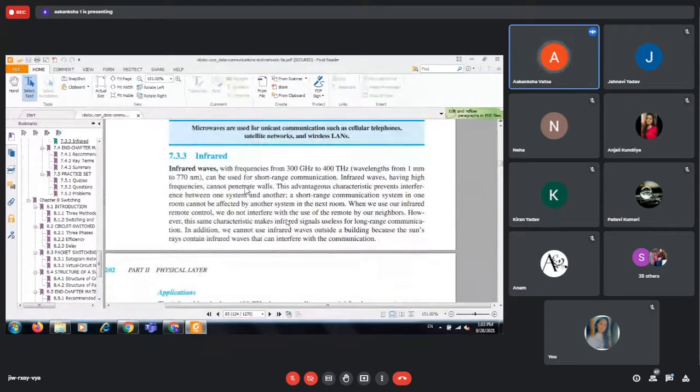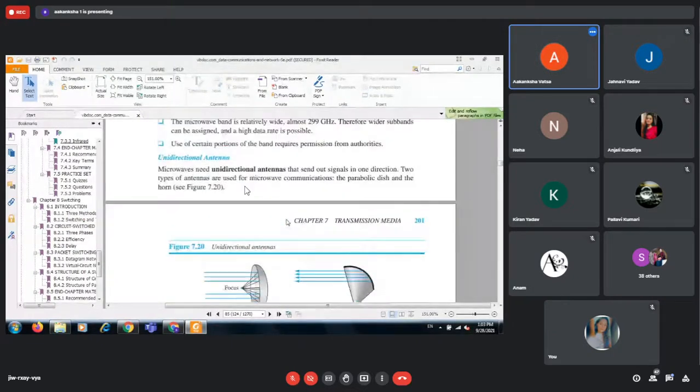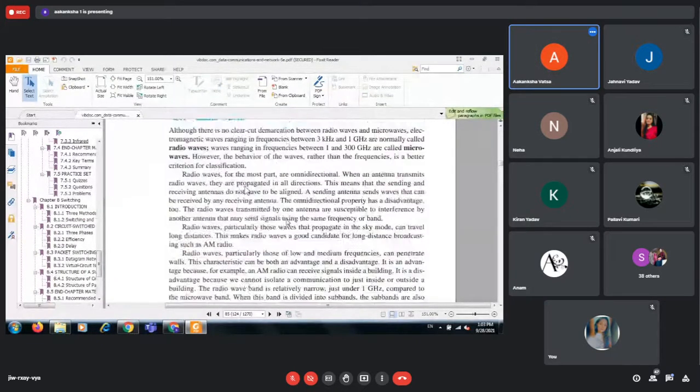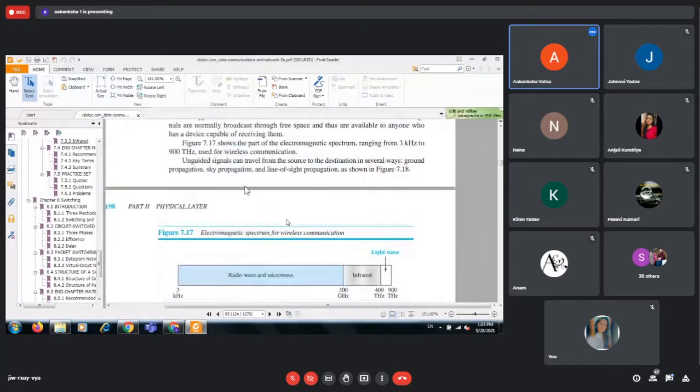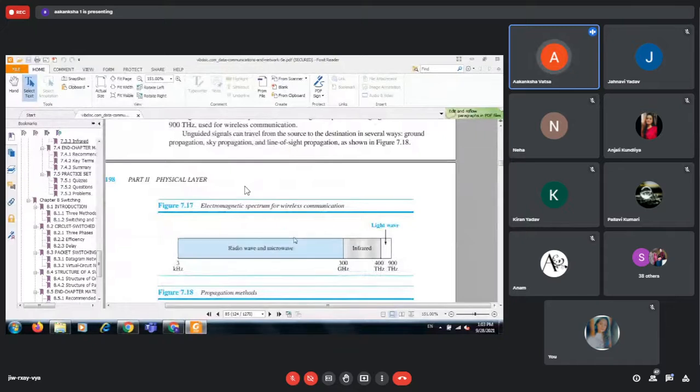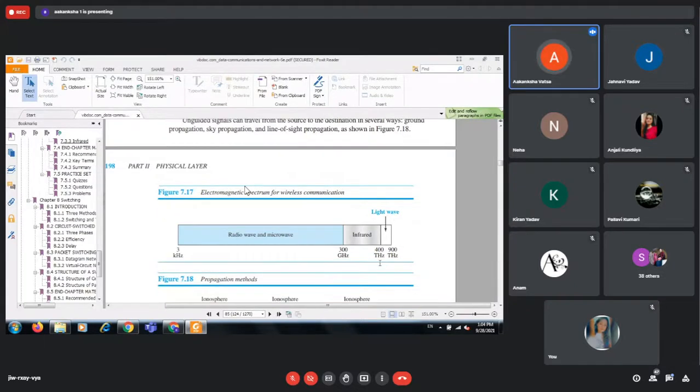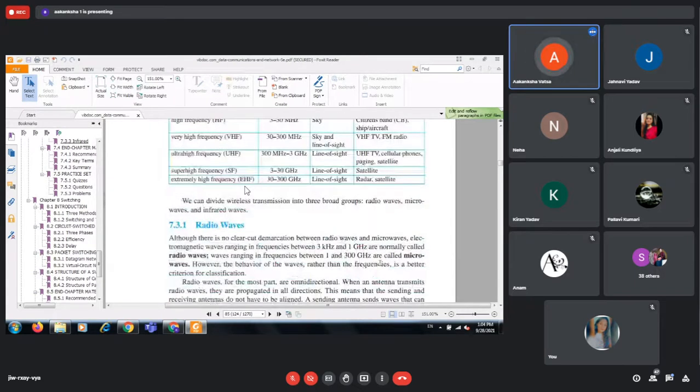Then infrared, the last unguided media, is infrared, and we all know infrared rays are high frequency, and infrared always consists of light waves, as we have seen in the previous spectrum. You see here the spectrum. After radio wave and microwave, we have the infrared region, which is very, very high, 300 gigahertz to 400 terahertz.